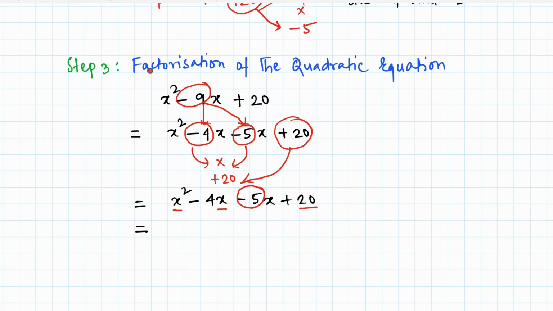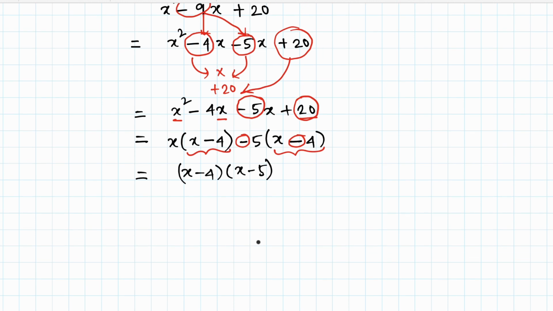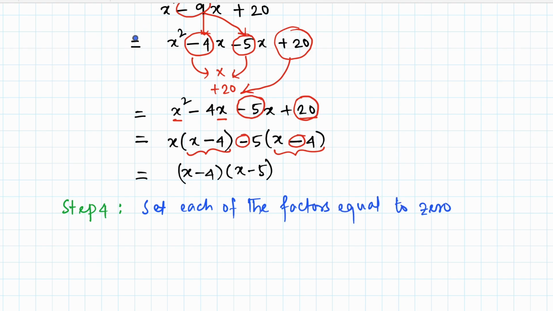Taking x common from the first two terms and taking minus 5 common from the second two terms, we get x minus 4 common. So take this common x minus 4 and we get x minus 4 times x minus 5. They are the two factors of the given quadratic equation. Step number 4, we have to set these two factors equal to 0. So x minus 4 equal to 0 and x minus 5 equal to 0.